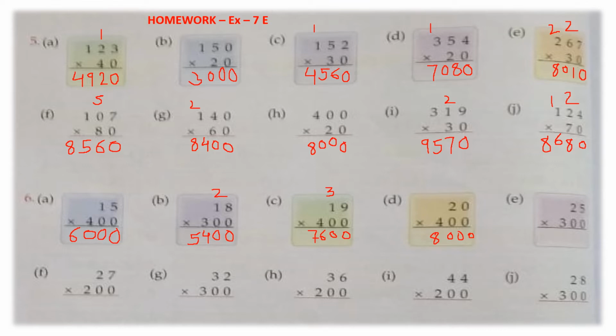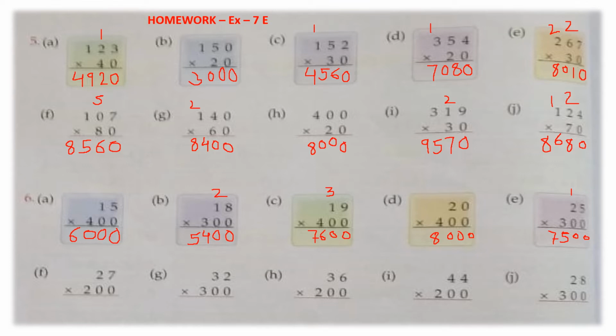Now 25 multiplied by 300. 2 zeros are there, children, you can see. So write down these 2 zeros. Then 25 multiplied by 3. 3 5s are 15. So 5 here and 1 carry. Then 3 2s are 6 plus 1 carry is 7. So your answer is 7500.